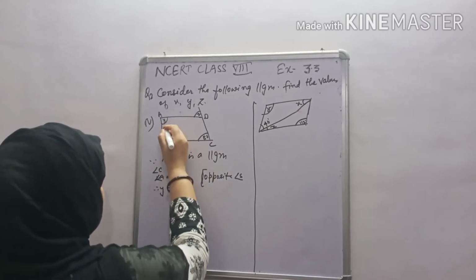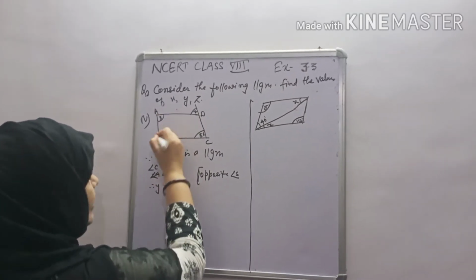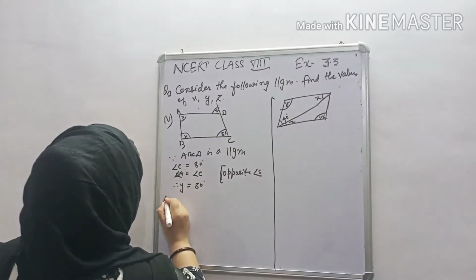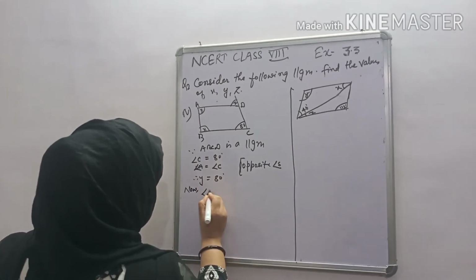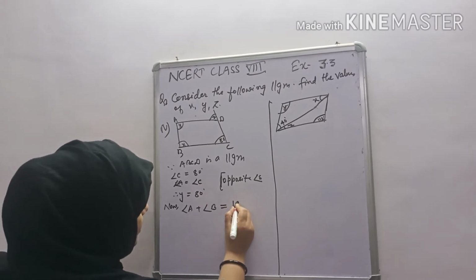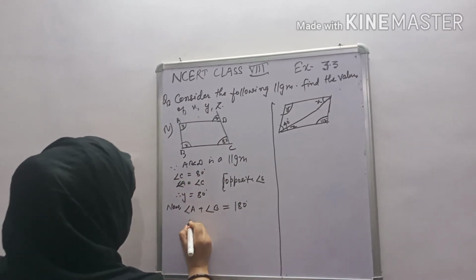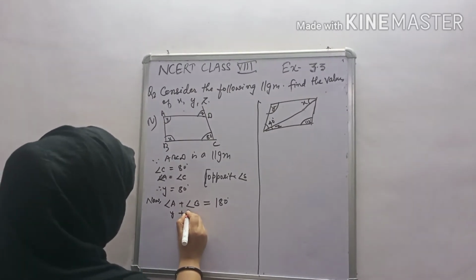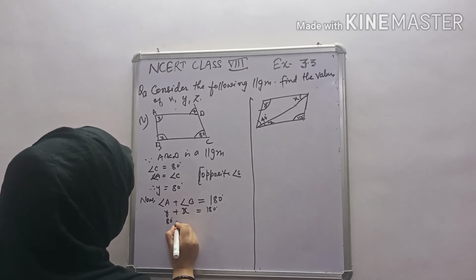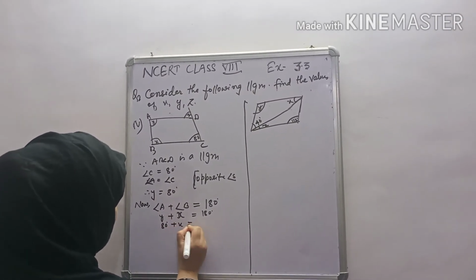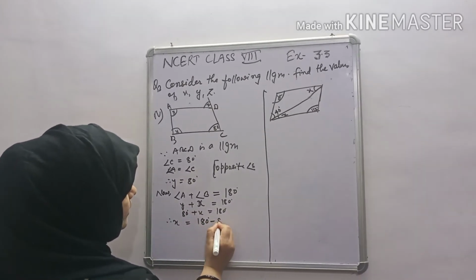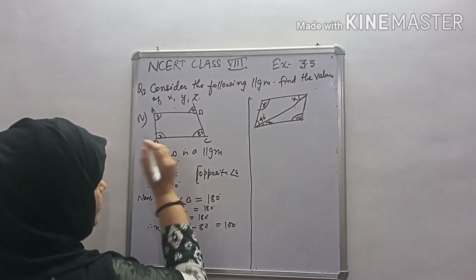Now look here. This y and this angle, angle A plus angle B, form adjacent angles, and adjacent angles are supplementary. Now we take angle A plus angle B. What is A? Y. What is B? X. 180 degree. What is the value of Y here? 80 degree. What is the value of X? We don't know, so we have to find it. Therefore, X is equal to 180 degree minus 80 degree is equal to 100 degree.